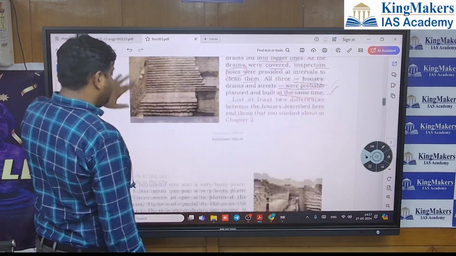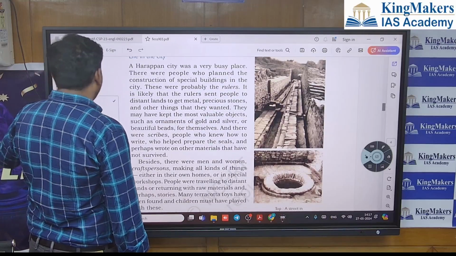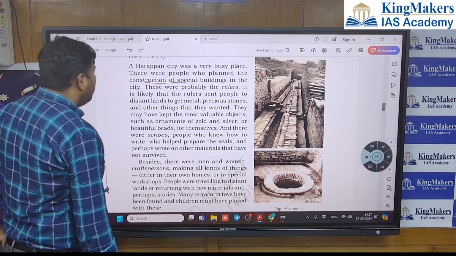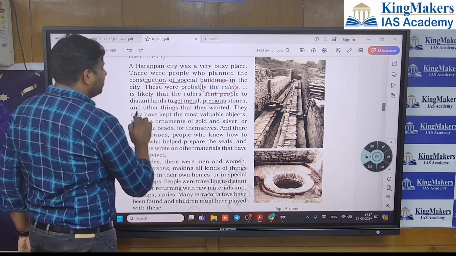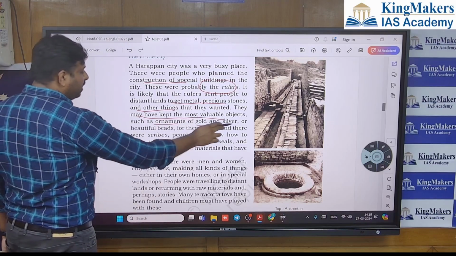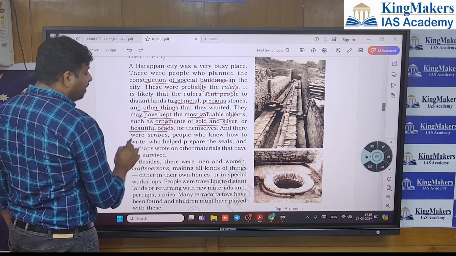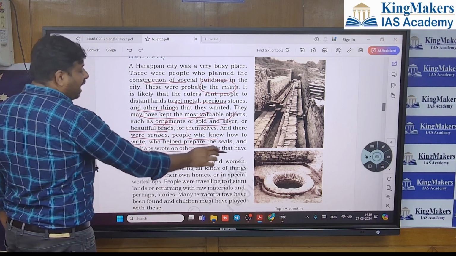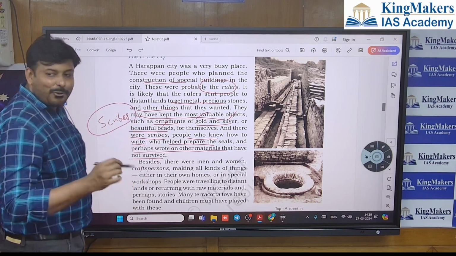Life in the Harappan city was a very busy place. Trading was happening. As I told, people planned construction and special buildings, and there were probably rulers. They were also getting metals and precious stones from distant places, and may have kept the most valuable objects such as ornaments, gold and silver, beautiful beads. Gold was there, silver was there, beads were there, and there were scribes, people who knew how to write and who helped to prepare the seals, perhaps wrote on other materials. So this place had scribes. Scribes means a type of employment for people who know how to write.